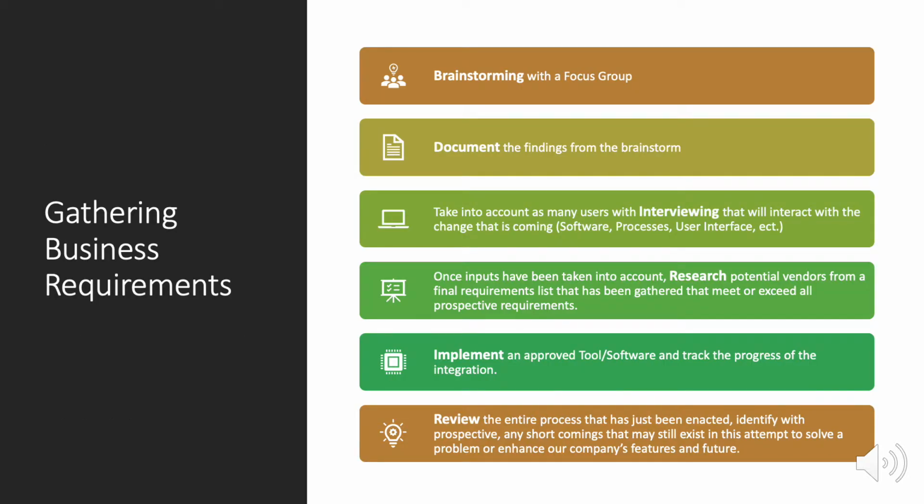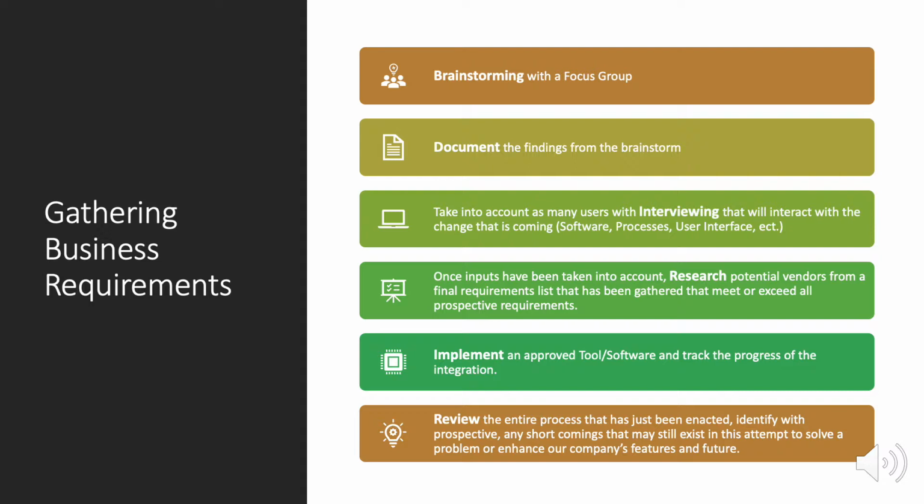When gathering business requirements, the first step is to ask what it is that we are trying to solve. What problem is perplexing us as a company? How can we be better and more efficient? We start off by brainstorming with a focus group, then move on and document the findings of the brainstorm. From there, we take into account as many users as we can by interviewing them. Anybody that will interact with the change that is going to come through via software, processes, or user interface has to be taken into account.